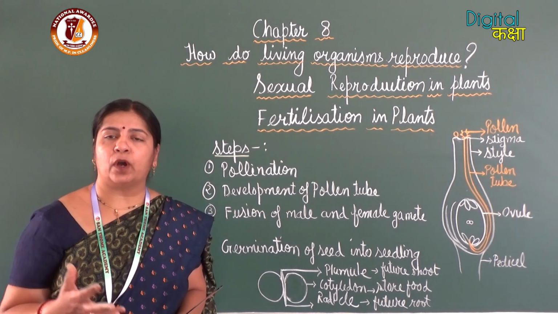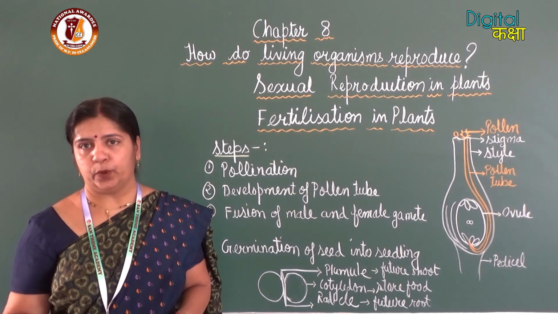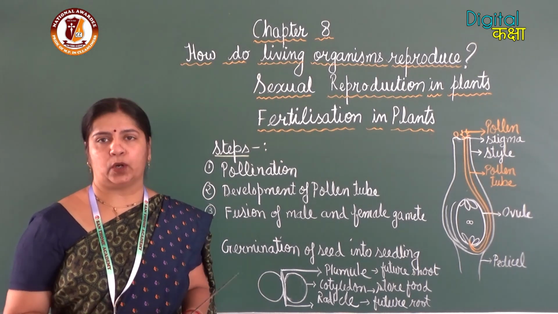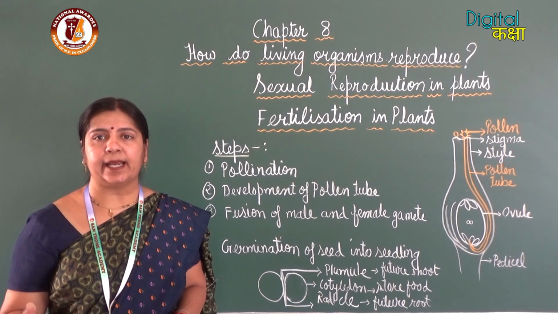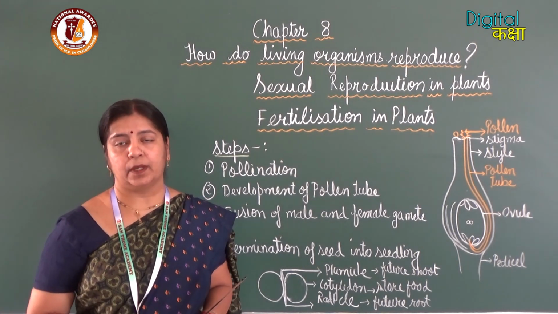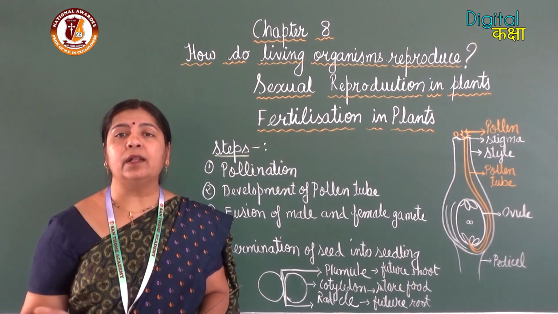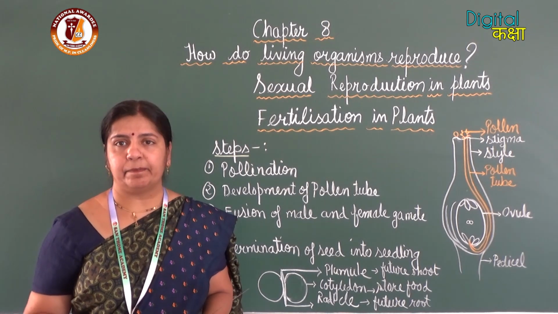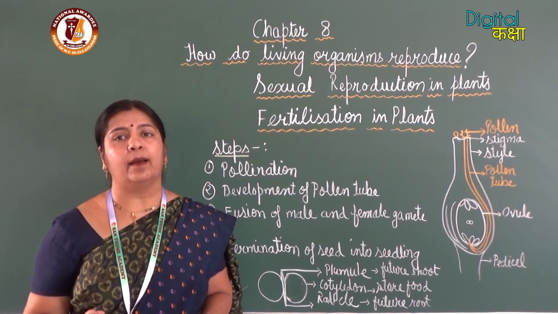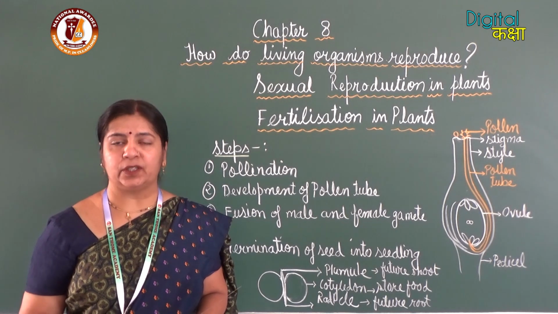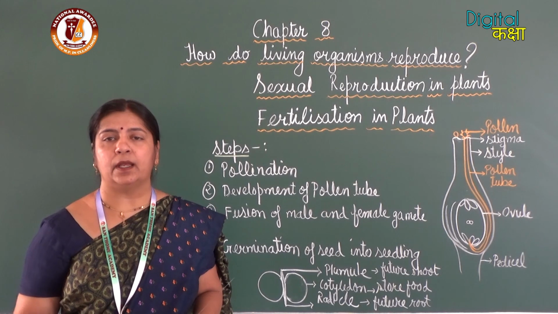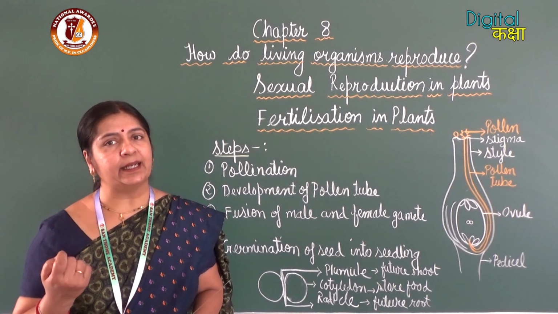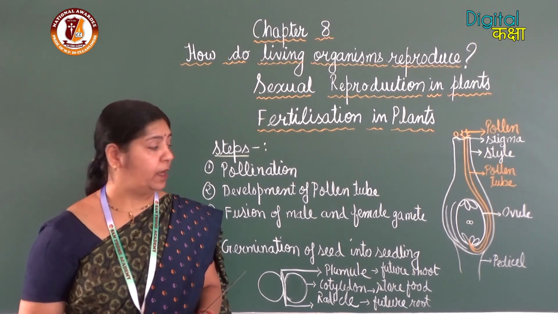On basis of cotyledon, seeds can be monocot or dicot. Monocot seeds contain a single cotyledon. Examples are all the cereals like maize, jowar, bajra, wheat, rice, etc. All these are the cereal crops and all these contain single cotyledon seed.